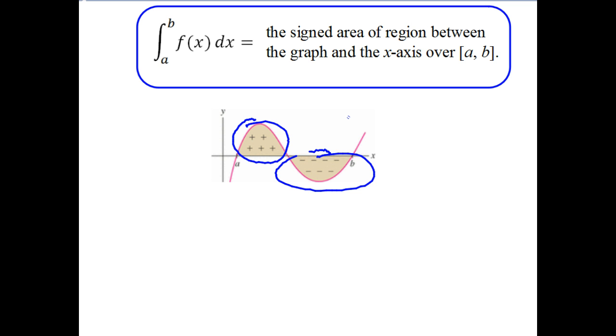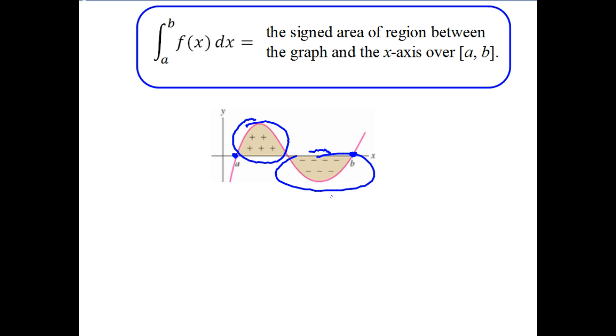And so by doing this, we can say the integral of any function f of x from some point a to b is always going to equal the signed area of the region between the graph and the x-axis over a to b. So if we wanted to integrate this function from a to b, we simply add these two areas together, giving the area underneath the x-axis a negative sign.